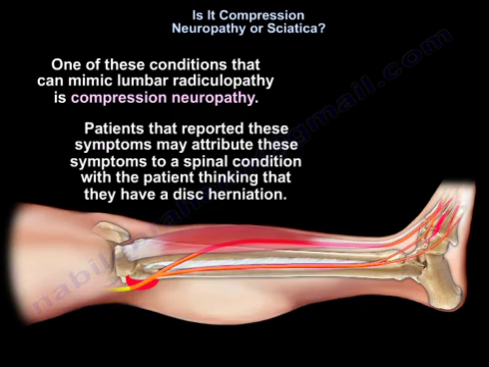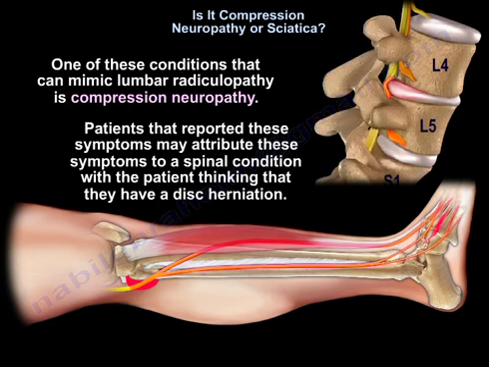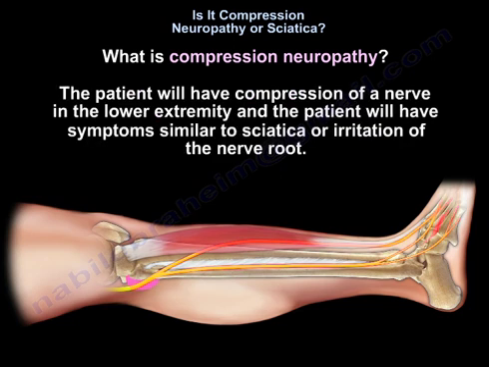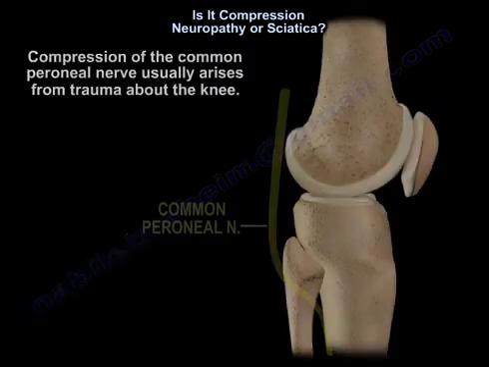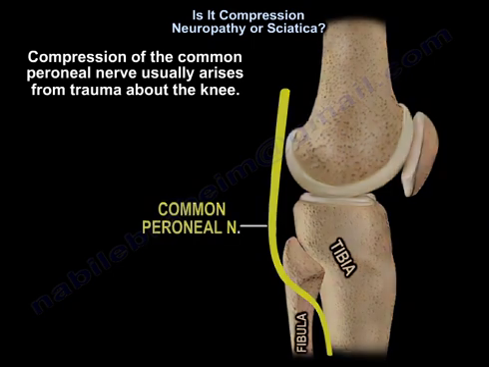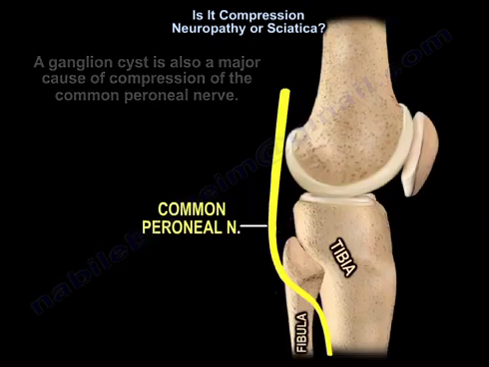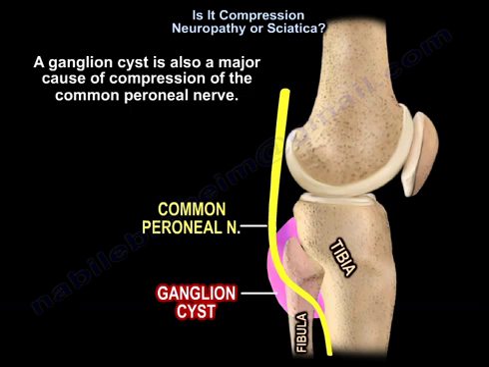Patients reporting these symptoms may attribute them to a spinal condition, and the patient may think they have a disc herniation. So what is compression neuropathy? The patient will have compression of a nerve in the lower extremity, and the patient will have symptoms similar to sciatica or irritation of the nerve root. Compression of the common peroneal nerve usually arises from trauma about the knee. Also, a ganglion cyst is the major cause of compression of the peroneal nerve.